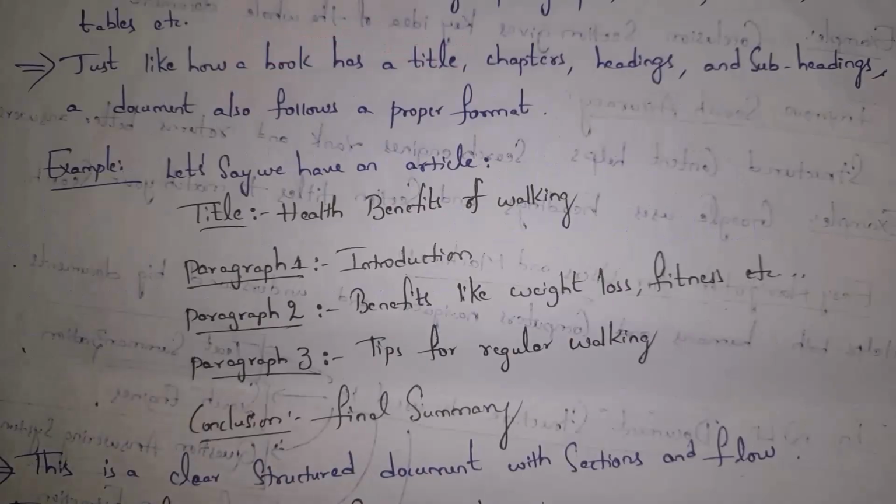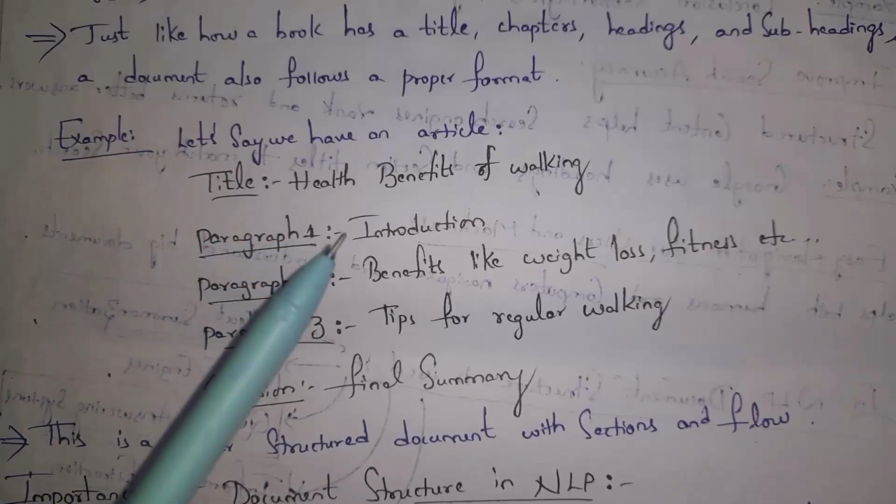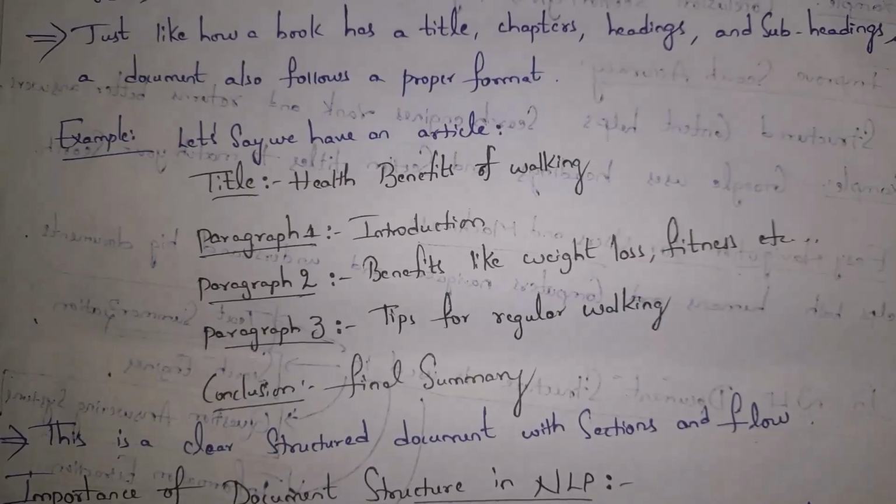For example, let's say there is an article related to walking. Instead of writing complete information in a single paragraph, we'll document this article in various paragraphs like title, paragraph 1, 2, 3 and conclusion. Where the title is health benefits of walking, paragraph 1 contains introduction to walking, and paragraph 2 contains benefits like weight loss, fitness, etc. And paragraph 3 is tips for regular walking. And finally there is the conclusion. Conclusion means final summary. So, if we structure our document with various sections, an NLP model can easily understand our document.